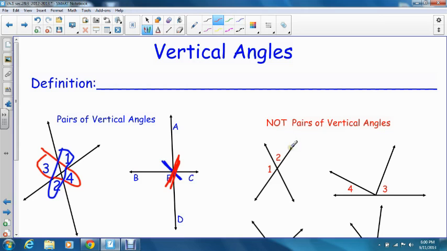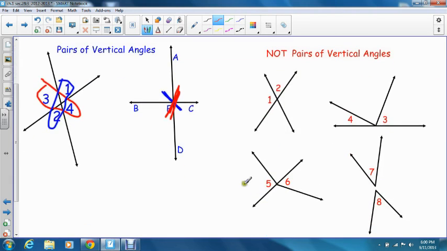And then examples that are not: notice 1 and 2, these are right next to each other, they're not vertical. 3 and 4, they're not across. We've got too many lines going on here. A couple of examples that are not, 5 and 6, you've got a kind of broken line here. Notice here, they both should be straight lines. And these, they don't touch.